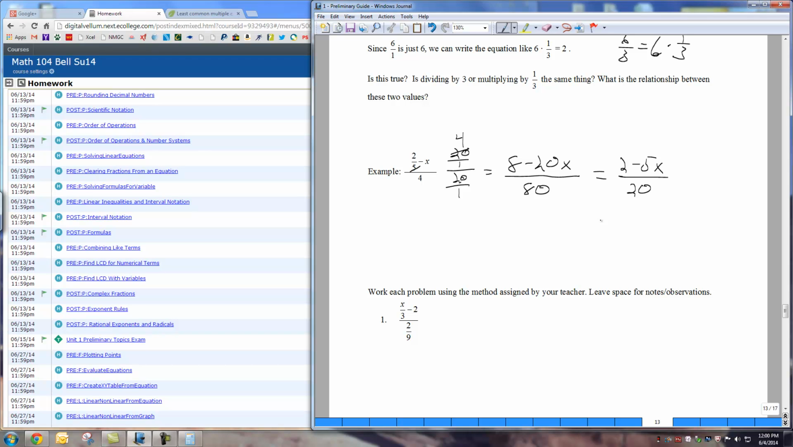Right? And look, this is divisible by 5 and so is this, but 2 isn't. 2 is divisible by 2 and so is 20, but 5 isn't. So that's as far as we can go. You might also notice that if we did a 5 over 5, 2 minus 5x over 5, we would end up getting to the same spot.